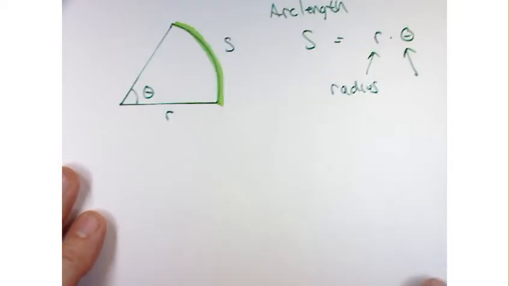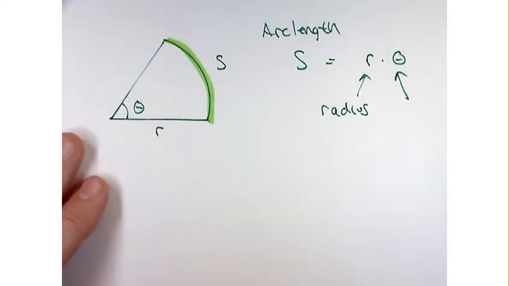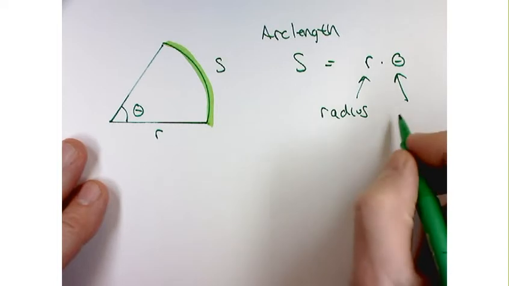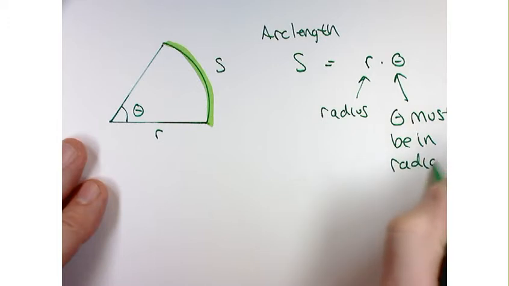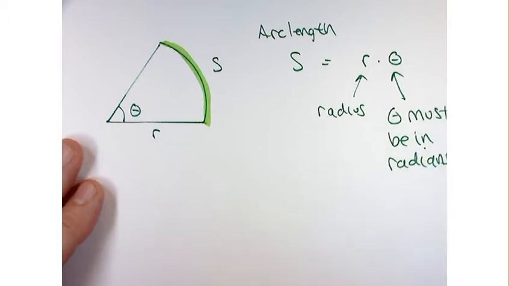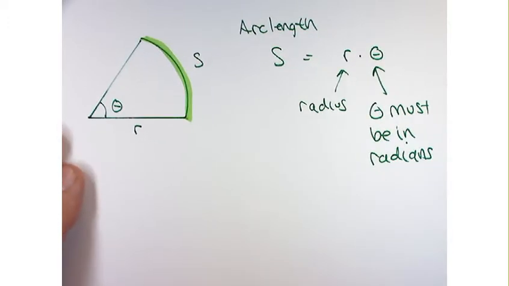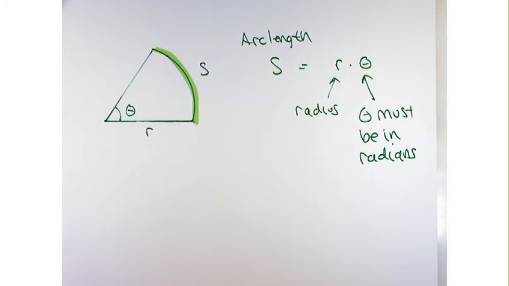So the radius times your angle. Now there's one big catch, and this is where people are going to get this one wrong if they get it wrong. Theta must be in radians. Don't shoot the messenger. I don't make this stuff up. I just teach it. But it has to be in radians. If you do this in degrees, you're going to be way off.